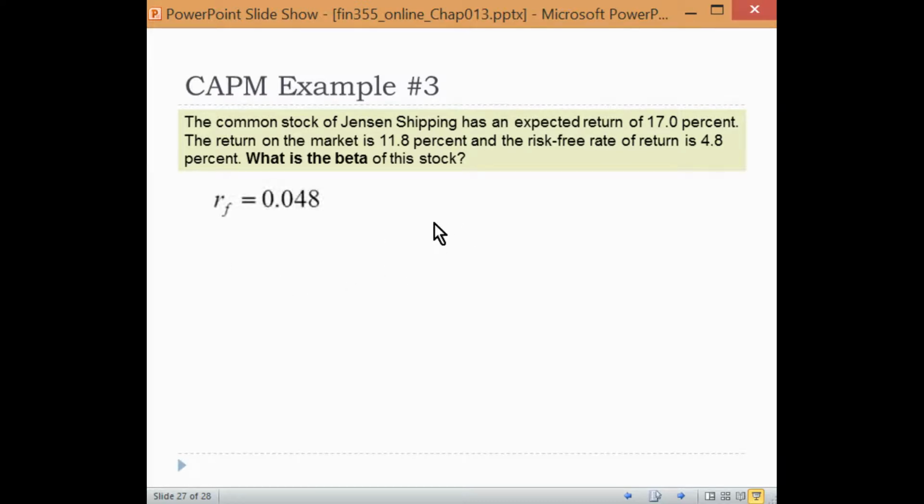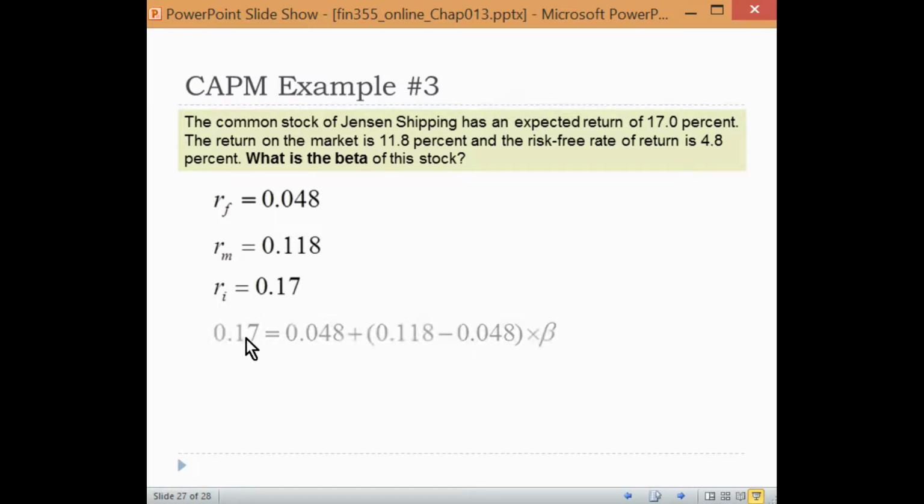Here we're told that Jensen Shipping has an expected return of 17%. The market return is 11.8%, and the risk-free rate is 4.8%. What is the beta? Here we're solving for the beta given the expected return that we already know. Taking the inputs, we have 4.8% is the risk-free rate, that's RF. The market return, 11.8%, is RM. The return on this stock, RI, is 17%, 0.17.